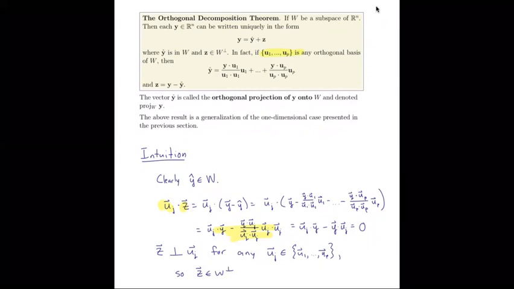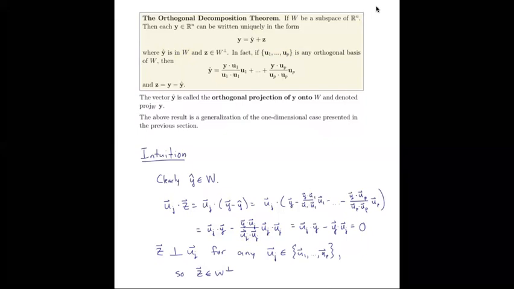So it's not entirely necessary to carry that out. What we see is that z is perpendicular, or orthogonal, to every basis vector uj in w. And since that's the case, we can extend that to any linear combination of vectors in w being perpendicular to z as well.